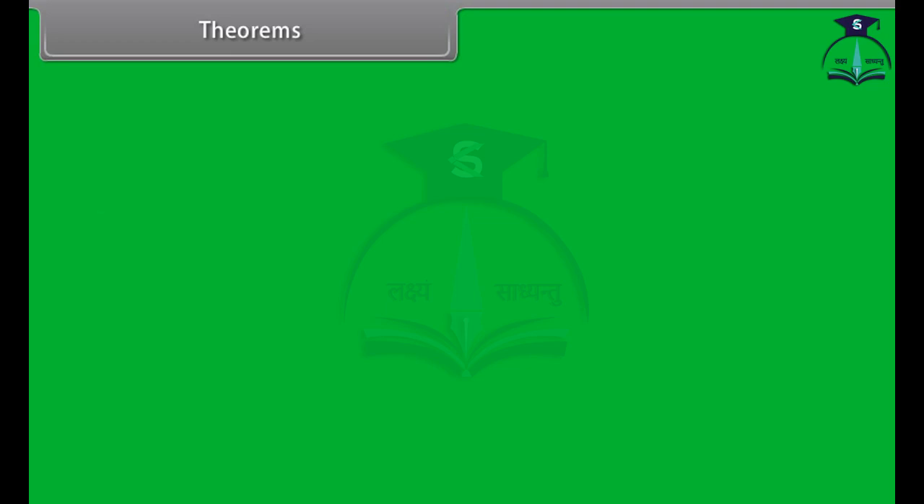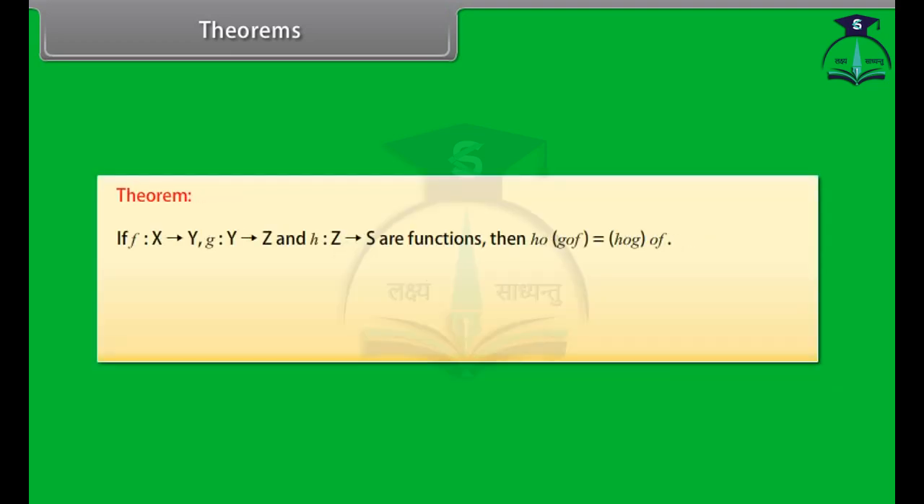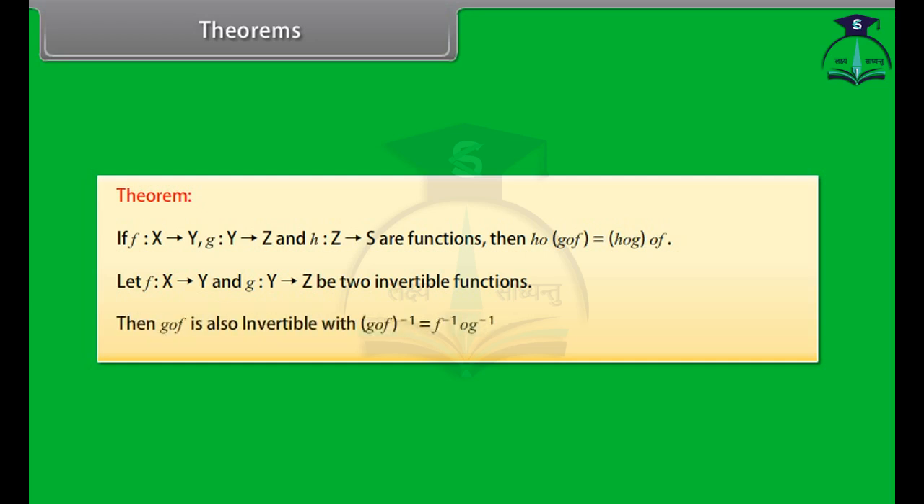Theorems. If function f from X to Y, function g from Y to Z, and function h from Z to S are functions, then h∘(g∘f) = (h∘g)∘f. Let function f from X to Y and function g from Y to Z be two invertible functions. Then g∘f is also invertible, with inverse of g∘f equal to f inverse ∘ g inverse.